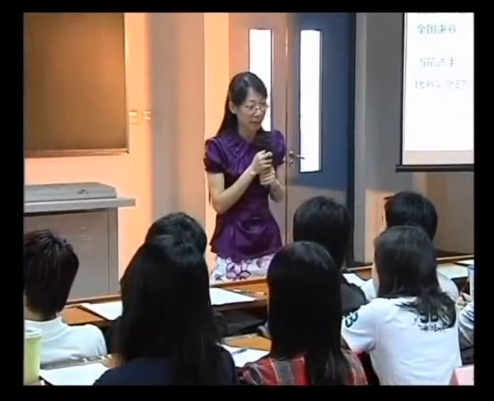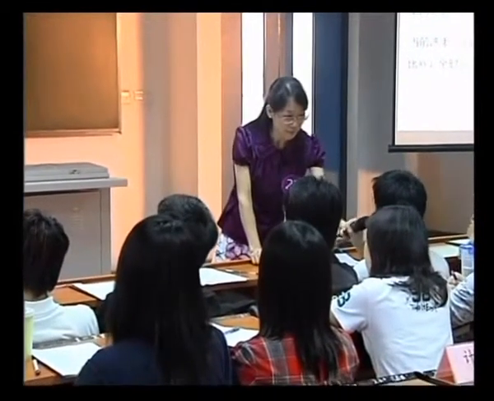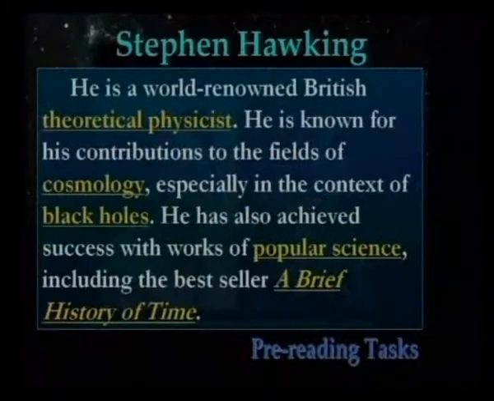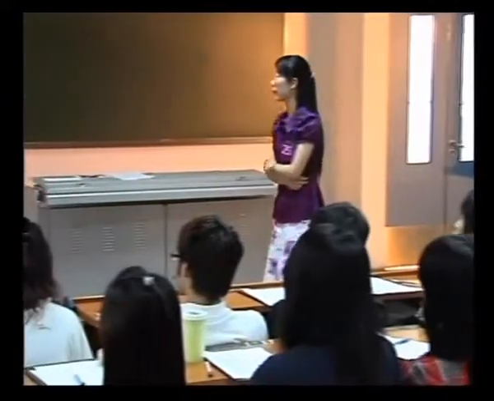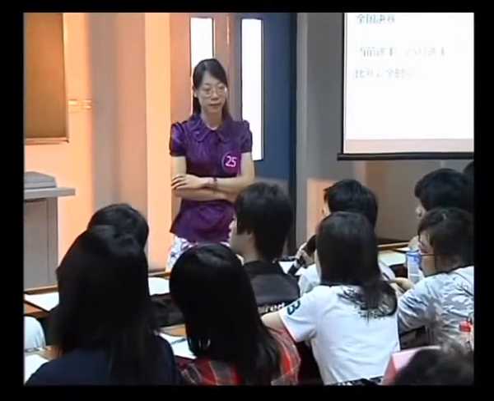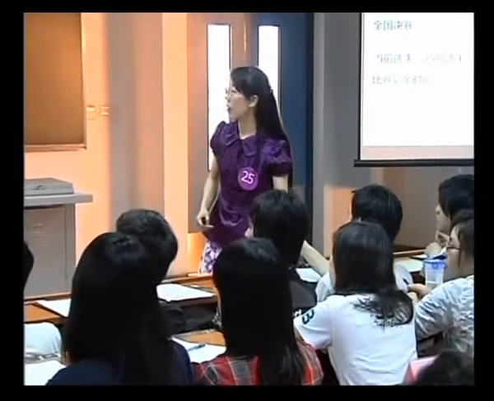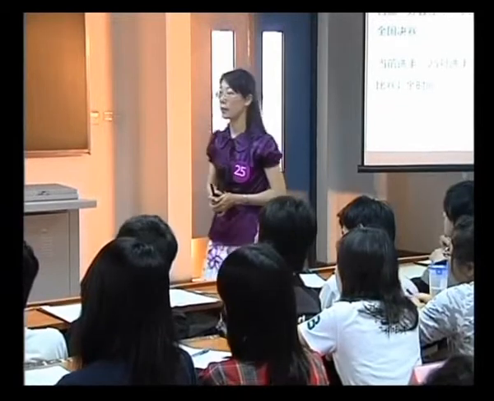This young gentleman, may I have your name? He Yujie. Okay, can you read this aloud to the class? He is a world-renowned British theoretical physicist. He is known for his contributions to the fields of cosmology, especially in the context of black holes. He has also achieved success with works of popular science, including the bestseller A Brief History of Time. Right. The book A Brief History of Time was just shown in the video clip.